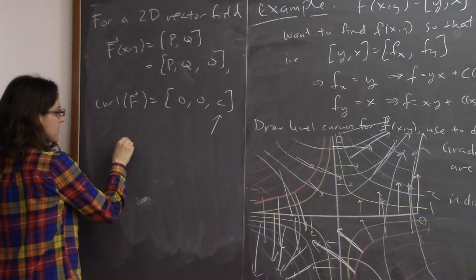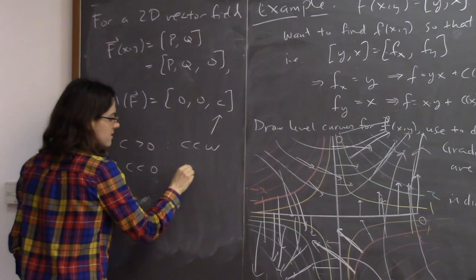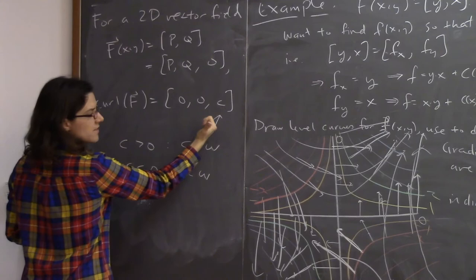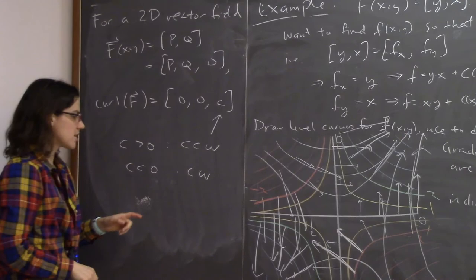And if C is greater than 0, it tells you that things are moving counterclockwise. And if C is less than 0, it tells you that things are moving clockwise. Because if C is greater than 0, it means your vector is pointing in the z direction out, so things are going counterclockwise, math direction. And if C is negative, it means you're pointing into the board, so things are going clockwise.